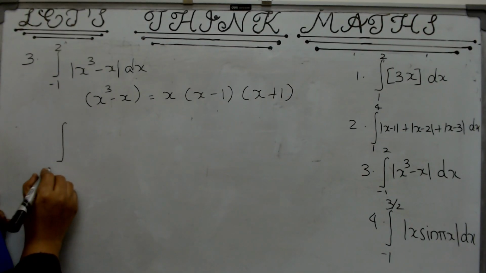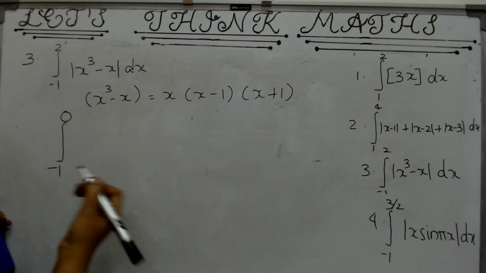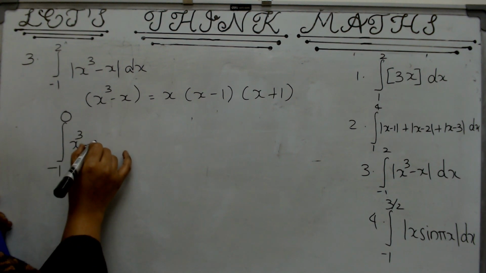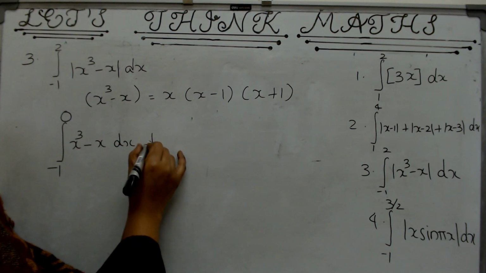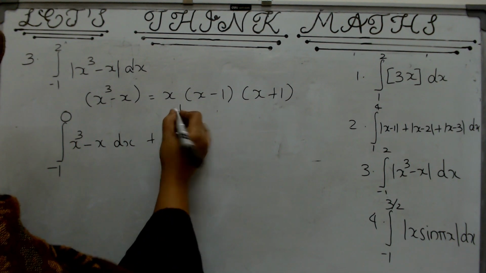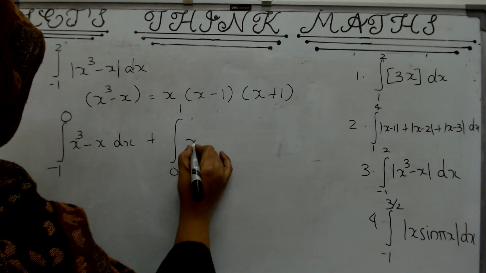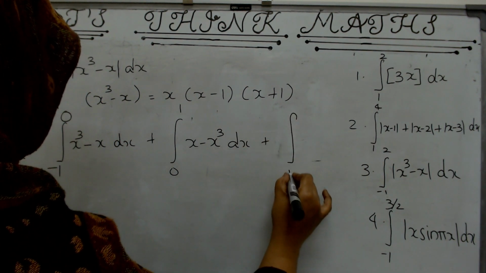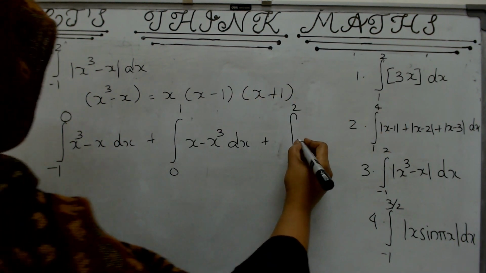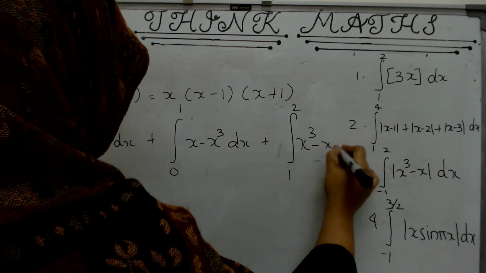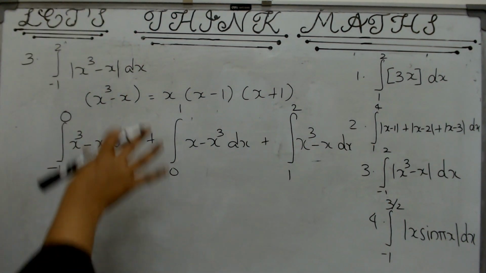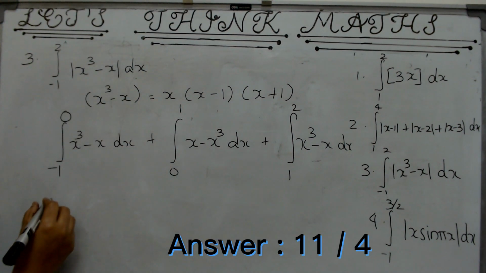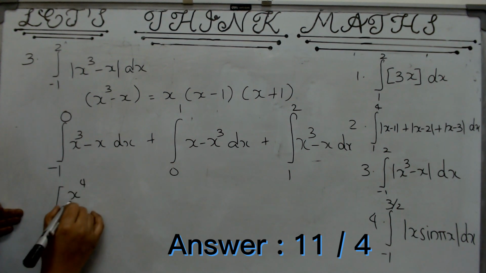So the first one would be from minus 1 to 0. What happens there? Positive, which means what happens from 0 to 1? Negative. That means x minus x cube. What happens in our third function, in our third interval? Again positive. So this is what your function becomes. In each of these intervals, it behaves differently. So let us integrate it and see.